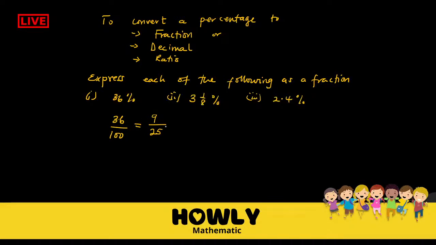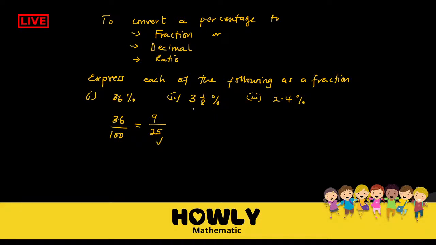Now, when you do the first breakdown, you check if you can break down further. With this one, I'm not sure we can break it down. 9 and 25 do not have a common factor.